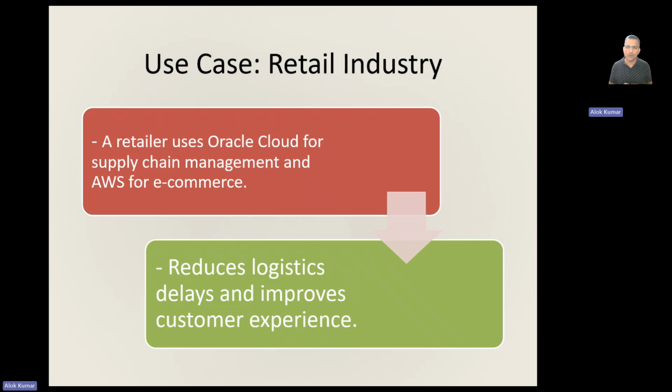Another use case is the retail industry. A retailer uses the Oracle Cloud SCM model, which is best in class for supply chain management, and AWS for the e-commerce platform. Inventory is a very crucial part of the retail industry, so Oracle Cloud is best of breed in the supply chain domain, and AWS is best in class for customer-facing applications. In this way, they reduce logistic delays and improve the customer experience.